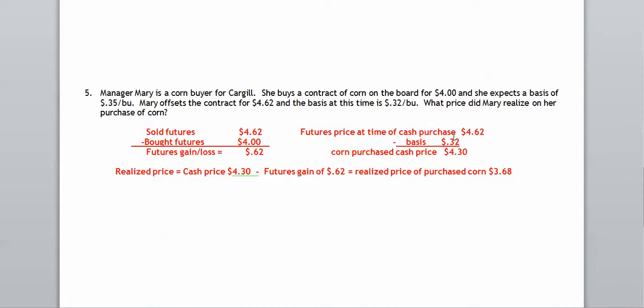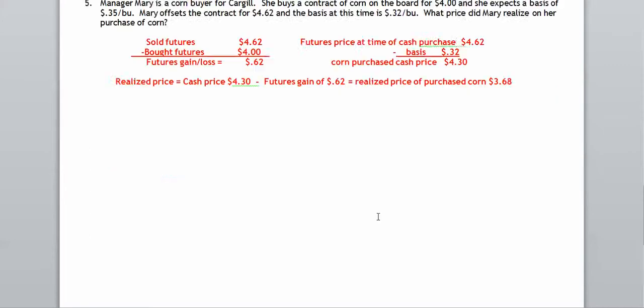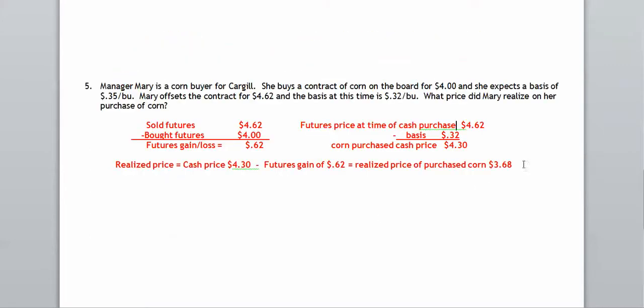Futures price at the time of cash purchase is $4.62 minus a basis of 32 cents equals a cash price of $4.30. We take that cash price of $4.30 minus futures gain of 62 cents yields us a realized price of purchased corn at $3.68. So that's how to complete the long hedge. Hopefully all this made sense to you.